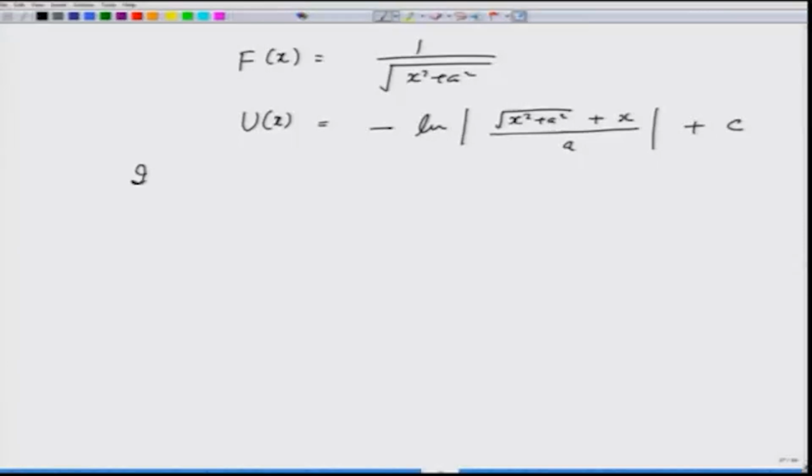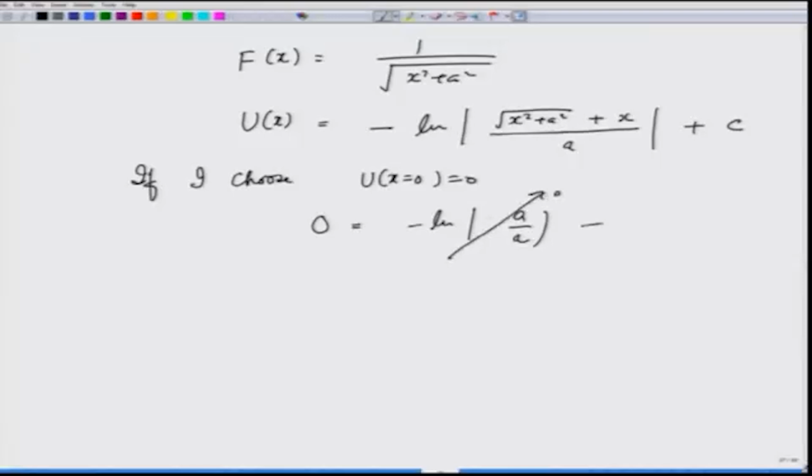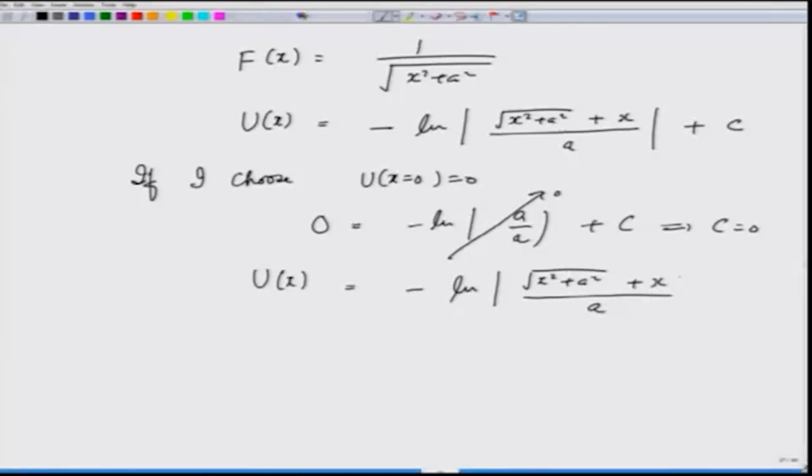If I choose u at x equal to 0 to be 0, then I get 0 equals minus log of modulus a over a, which is log of 1 plus 0 plus c, which gives me c equals 0, and therefore, the potential function looks like minus log of mod square root of x square plus a square plus x divided by a.